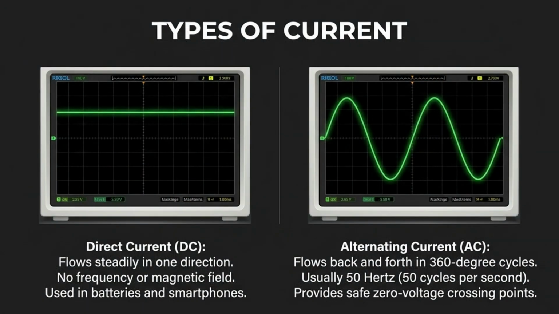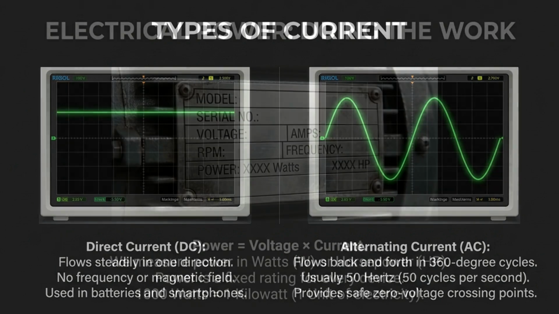There are two types of current. Direct current, DC, flows steadily in one direction, used in batteries and smartphones. Alternating current, AC, flows back and forth in cycles, typically 50 Hz, providing safe zero-voltage crossings.